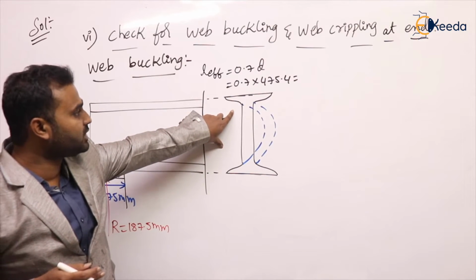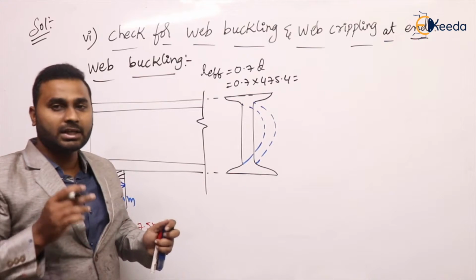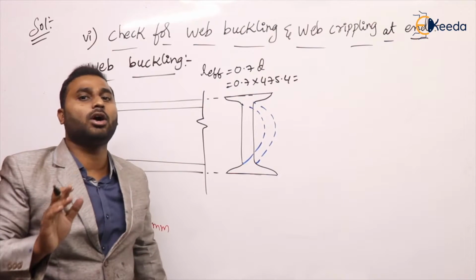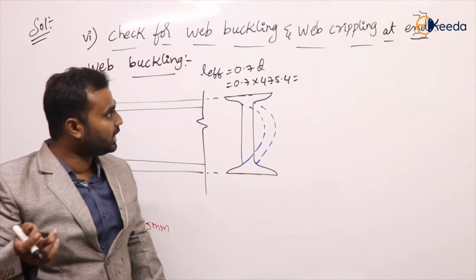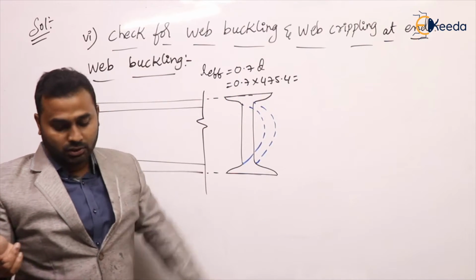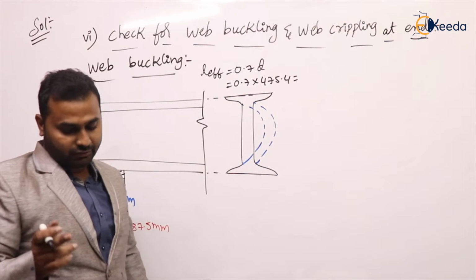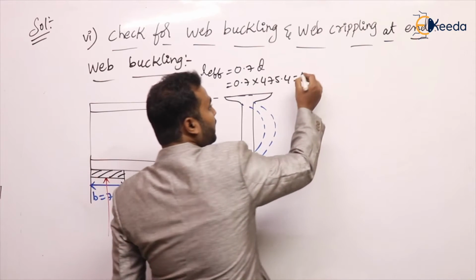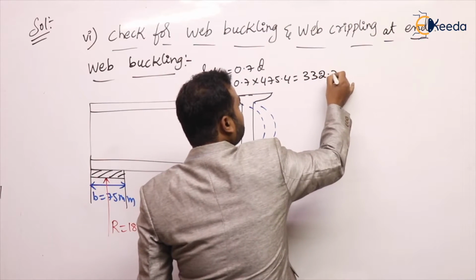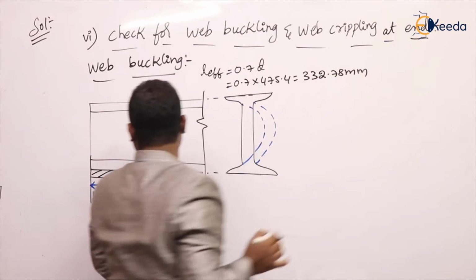It means this web is fixed in between these two flanges. As I said, we assume that the web is an imaginary column fixed in between two flanges. Then effective length is 0.7 into D. So 0.7 into 475.4 comes out to be 332.78 mm. Is that clear?